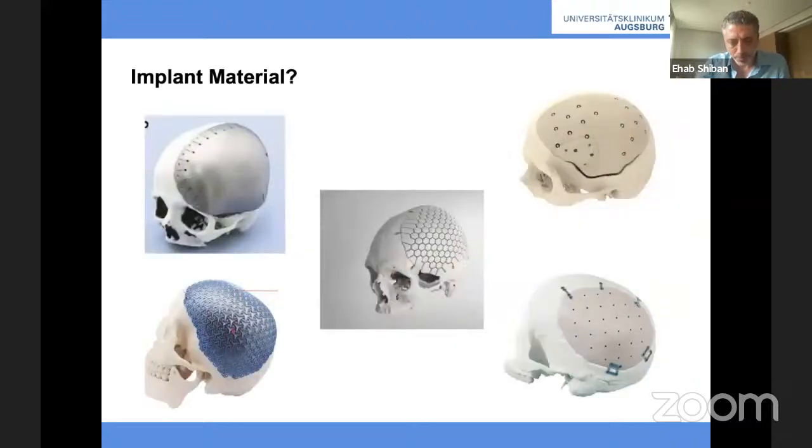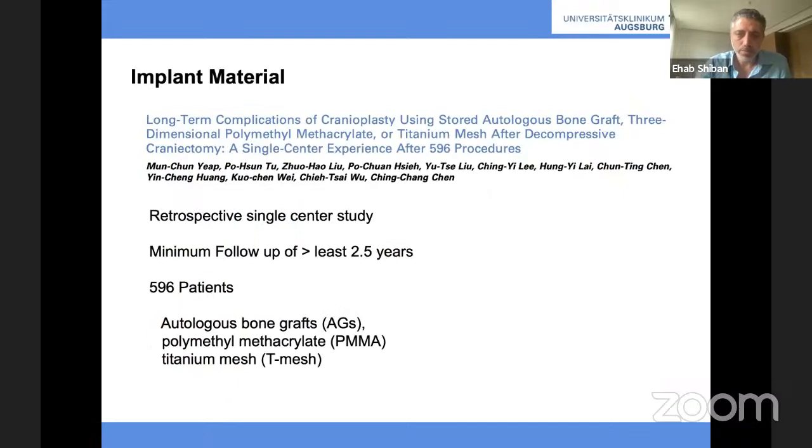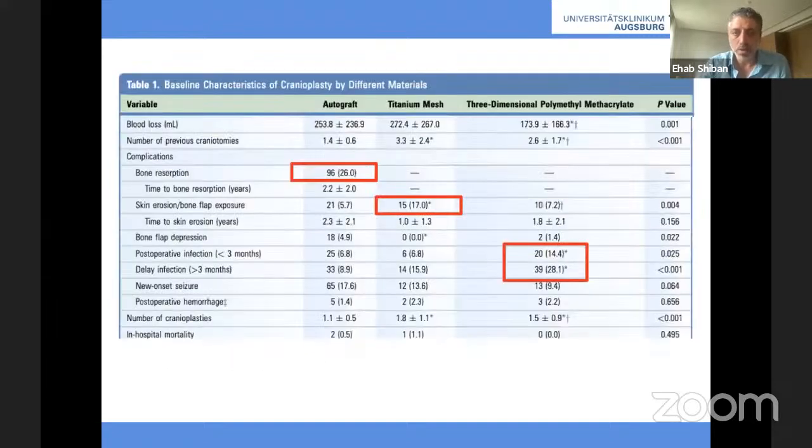So if not to use bone in these cases, what to use? We have different materials: titanium mesh, titanium with calcium apatite, you see here from the sponsor, or plastic, or ceramic even. So different stuff. The data is not really very clear, but we have some evidence. This is one of the best studies I found, a retrospective single-center study with a long minimum follow-up for this disease, almost 600 patients looking at bone, PMMA, plastic, or titanium mesh. You're looking at the differences in complications.